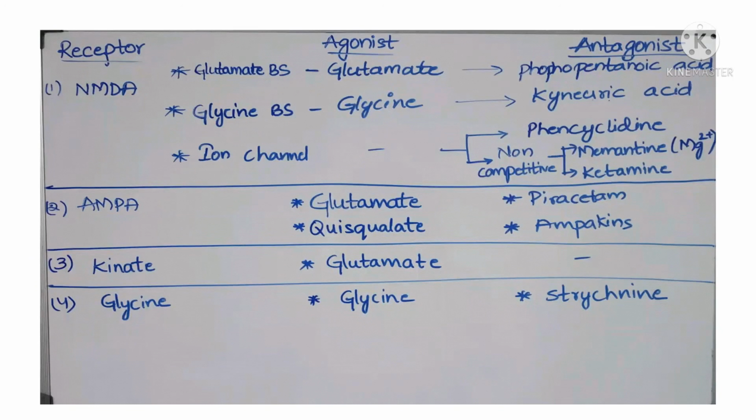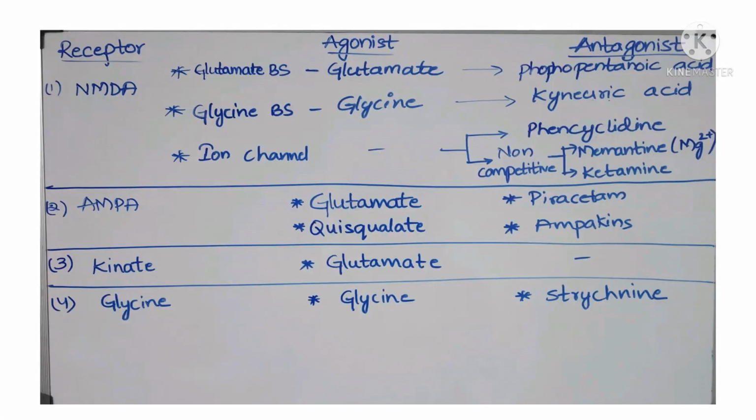So now we'll study the receptors and the drugs acting on them. Here we have the receptors NMDA, AMPA, kainate, and glycine. All the receptors are named after the substrates which act on them. N-methyl D-aspartate is also one substrate which acts on the receptor. As it is acting on that receptor, we are naming it NMDA.